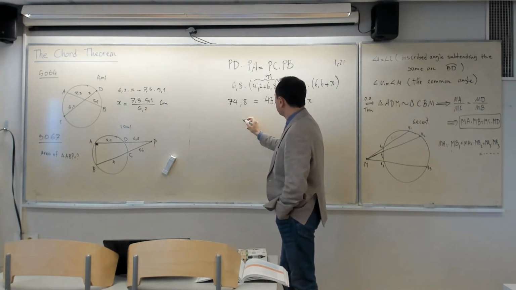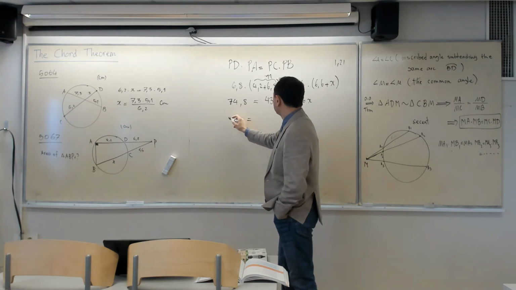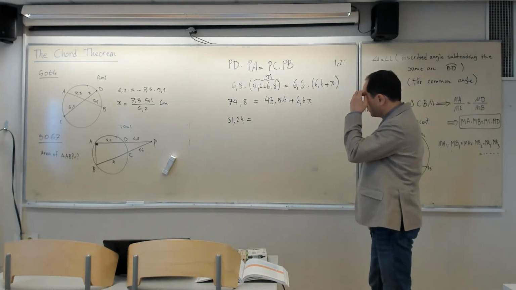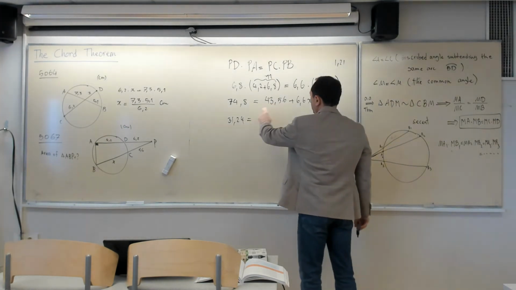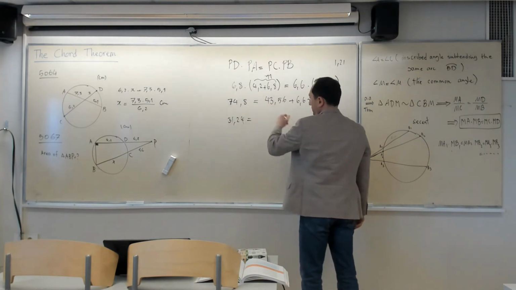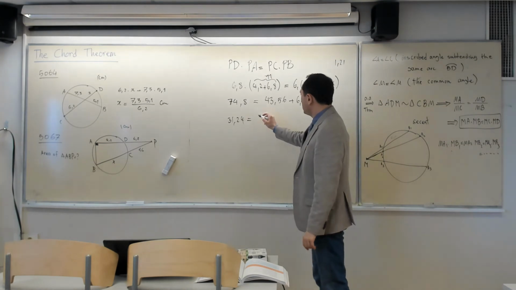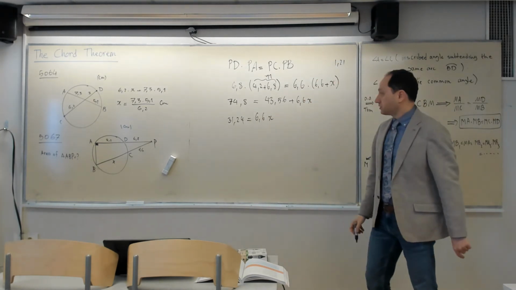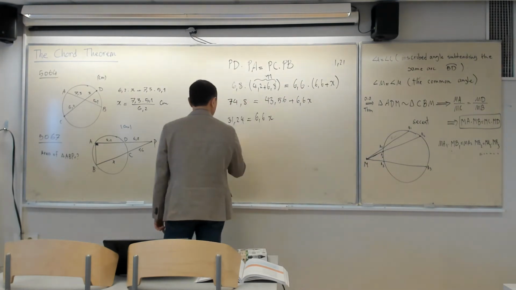31 minus 24. Is it right? Yes, that's correct. 24 added to this one is 0.8. 0.31 to this one is 7. Yes, that's correct. And this is 6 comma 6x. And then I find x.